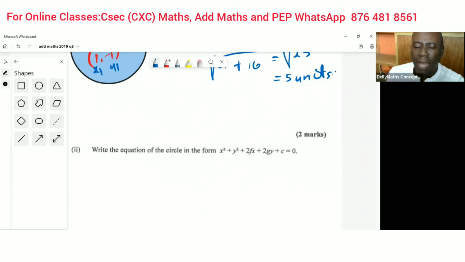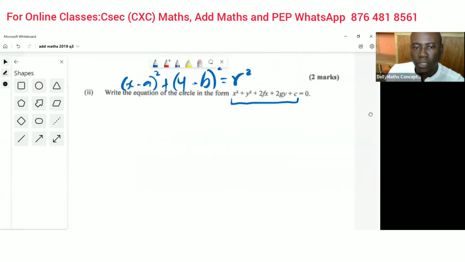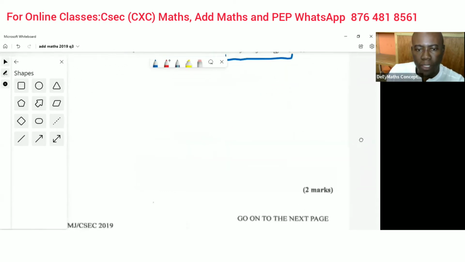But remember that the equation of the circle is written as x minus a squared, where a is the x point, plus y minus b squared, where b is the y point at the center, and this is equal to r squared. So this is how it is written. We're going to utilize this and expand it, and then use that idea to link back to these. They want us to write it in that format.